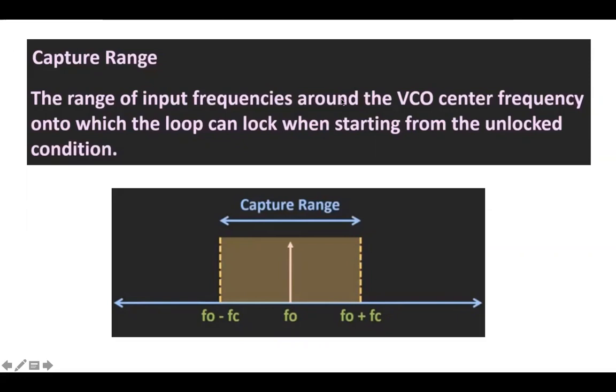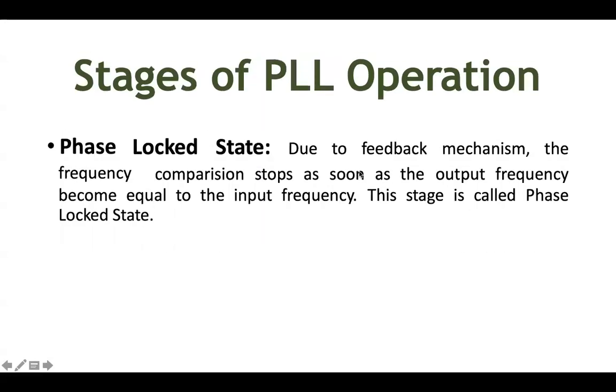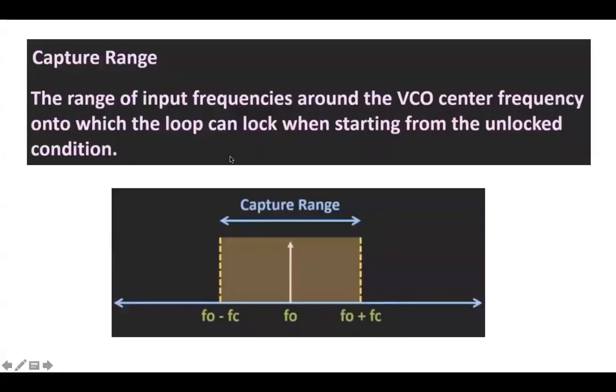So the range of input frequencies around the VCO center frequency onto which the loop can lock when starting from the unlocked condition. So here it is in unlocked state, and slowly it starts becoming constant, and it gets into locked mode. So immediately you cannot find this output. Slowly, you can see that it starts becoming constant, and once it's in capture mode, it starts becoming stable. So this whole range where it starts becoming stable is called capture range.